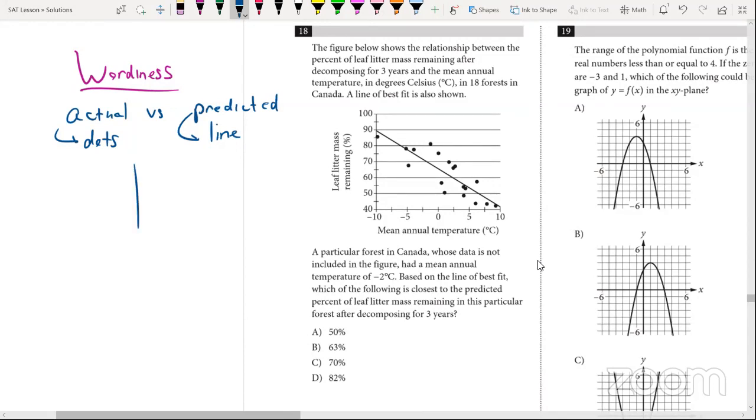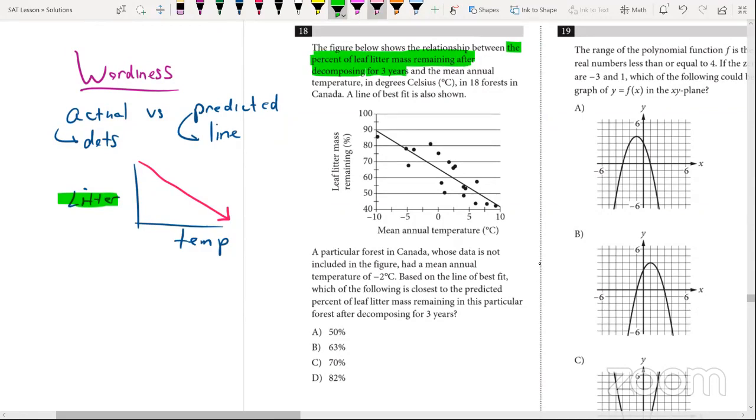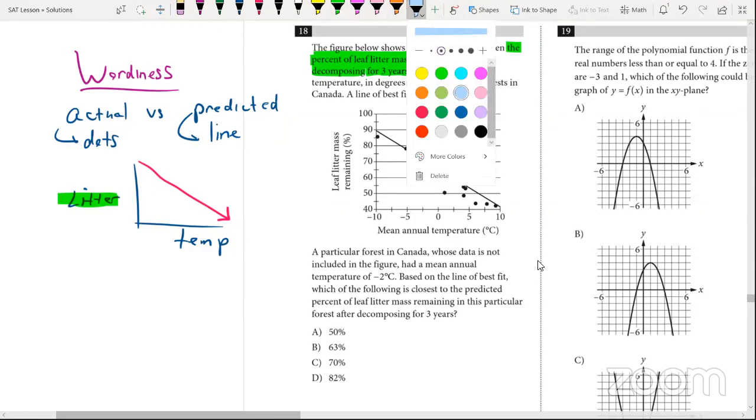But this is essentially just a graph of litter versus temperature. At its face value, this graph is just saying that as the temperature goes up, the amount of litter remaining goes down. But they don't call it litter. They call it the percent of leaf litter mass remaining after decomposing for 3 years. So this is a quite overt attempt to take something really simple and make it more difficult by using more words.